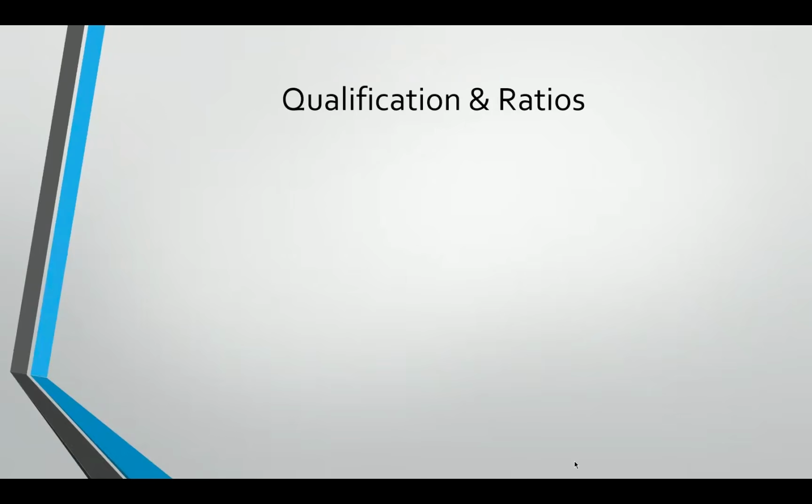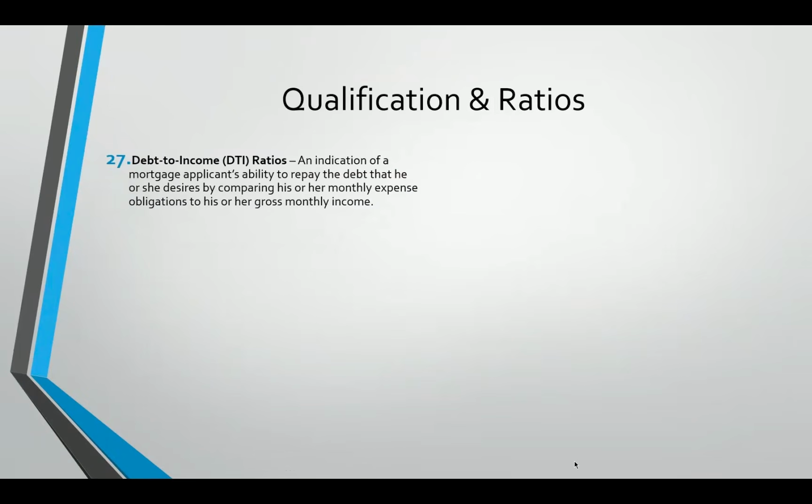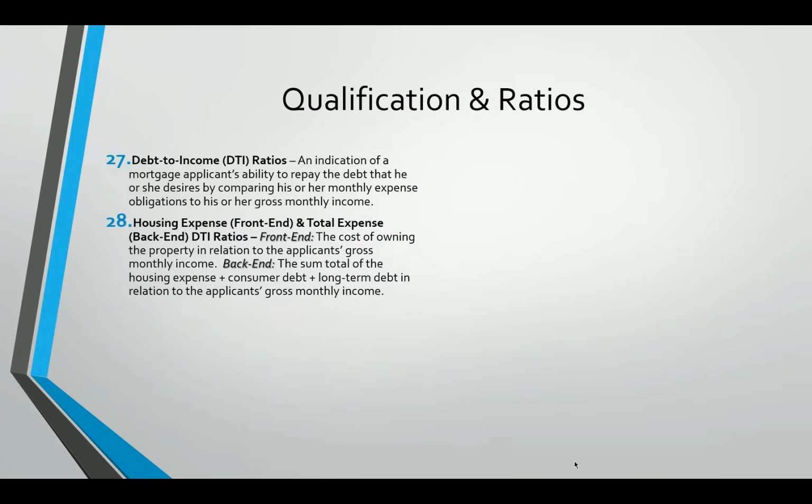Let's jump into qualification and ratio related definitions, and today we have 6. Number 1, debt to income or DTI ratios is an indication of a mortgage applicant's ability to repay the debt that he or she desires by comparing his or her monthly expense obligations to his or her gross monthly income. Housing expense front end and total expense back end DTI ratios.